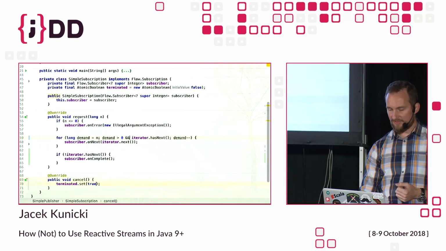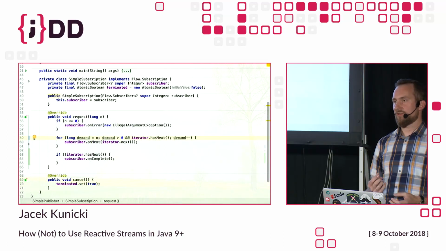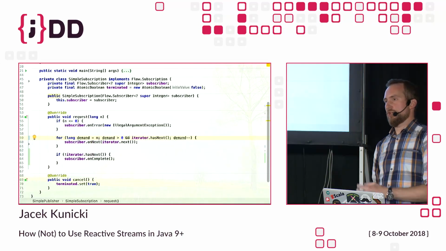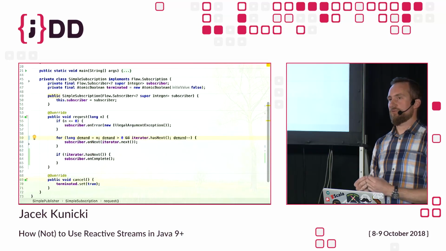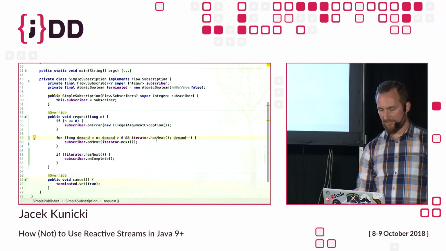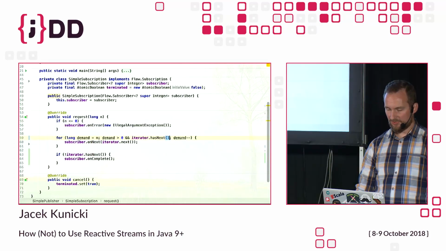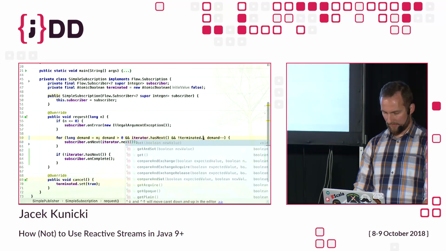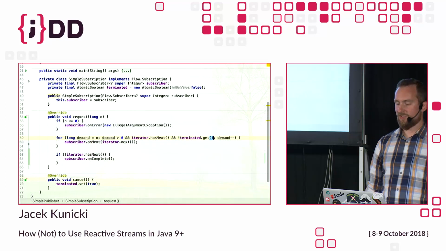Now there are two other places where we need to use it. The first one is here before emitting something downstream, because apart from checking that the iterator is not empty, we also need to check whether we have not been terminated, because if we have been terminated, we're not allowed to send anything downstream. So we need an additional condition here that terminated is false.